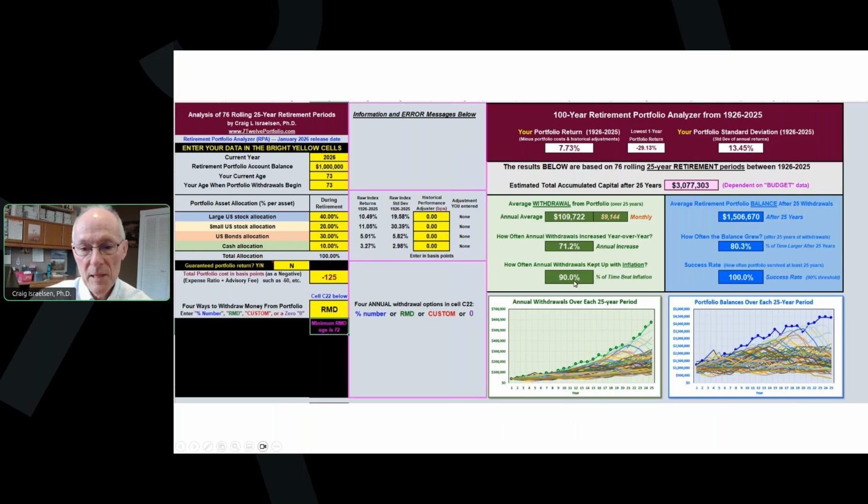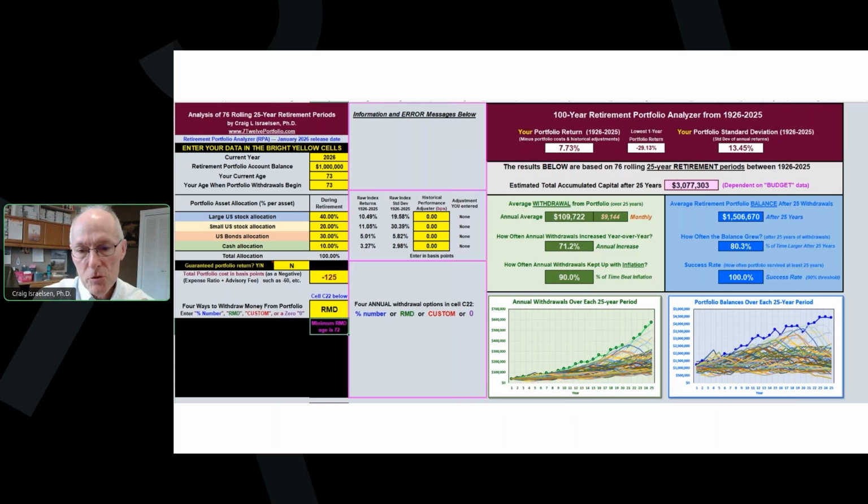And then the last little metric on this opening screen is the question: how often did the withdrawals keep up with inflation? 90% of the time. The RMD is really good at keeping up with inflation, by the way. Why? Because it's escalating. Percentage is increasing.